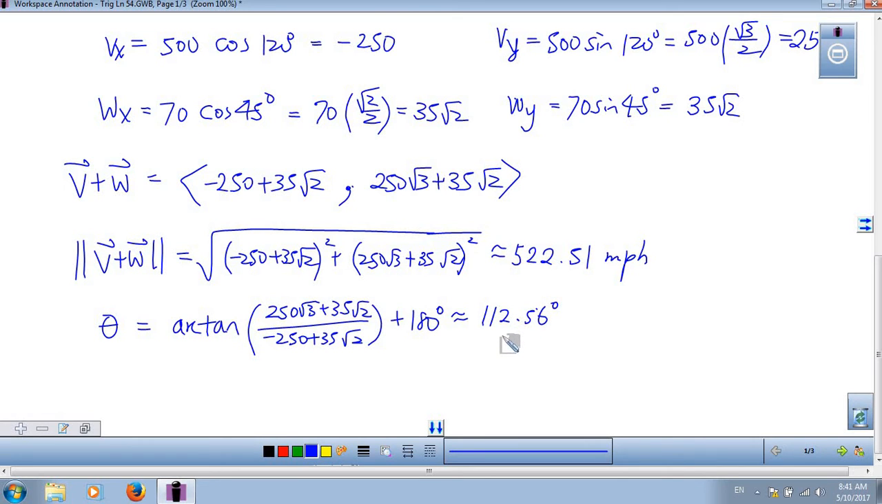It was heading 120 degrees. Now it's off the course by about 8 degrees. So they do need to make an adjustment based on that. But that is approximately the directional angle that they headed to.